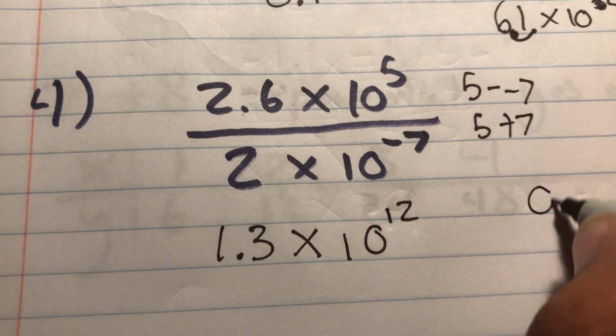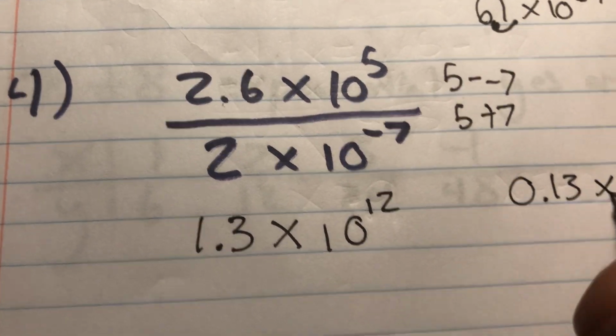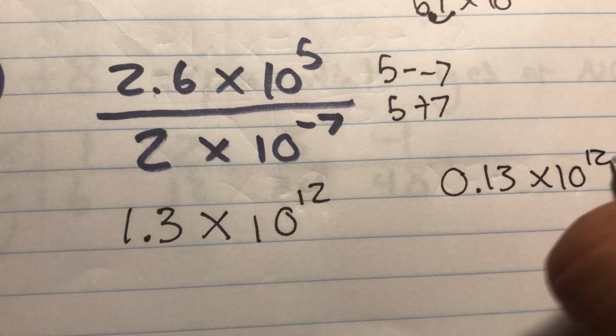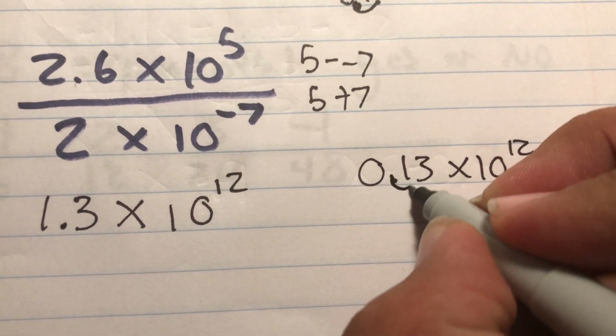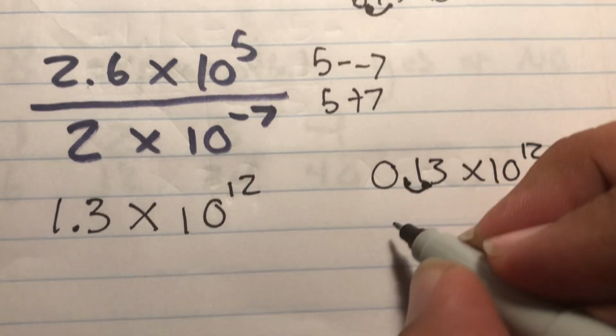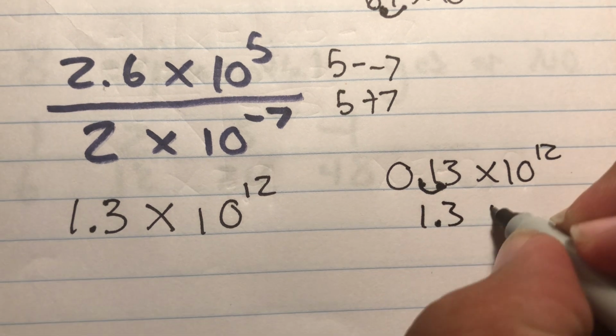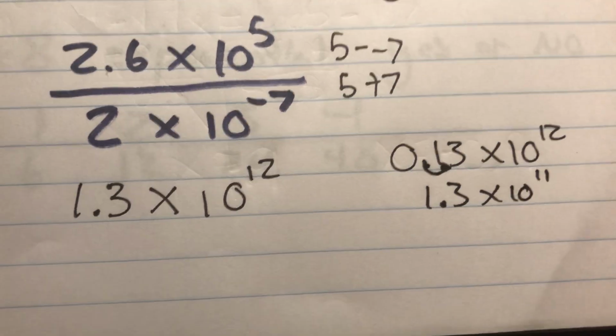Again, if this would have ended up to be 0.13 times 10 to the 12, and I had to move it to the right one more time, this number would have decreased and become 1.3 times 10 to the 11th. So that's question 4. Question 5 and 6, I'm going to do a couple examples.